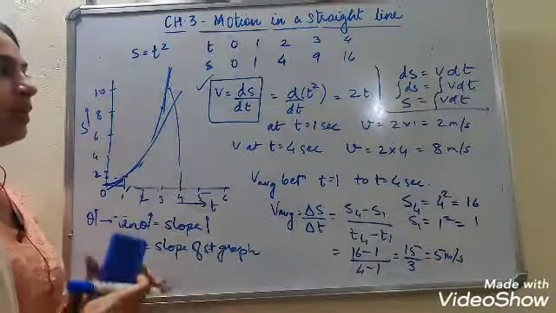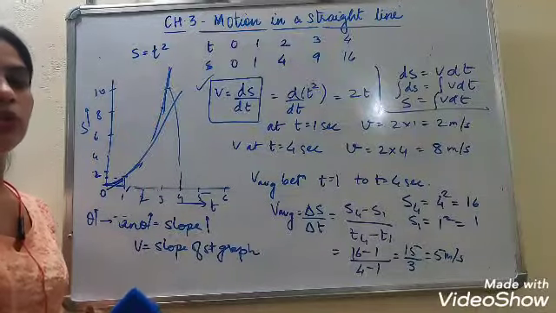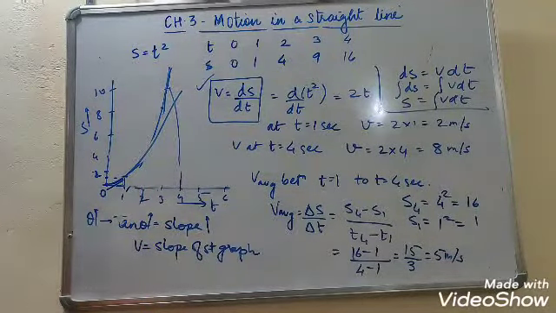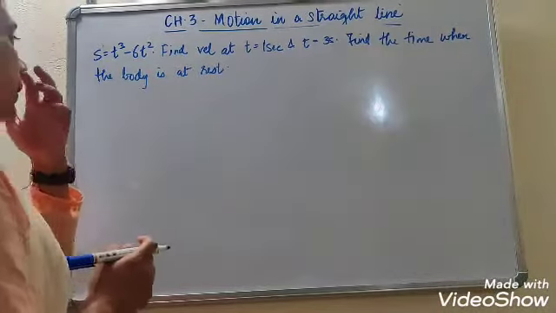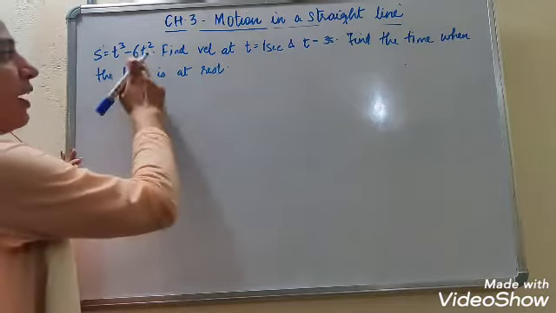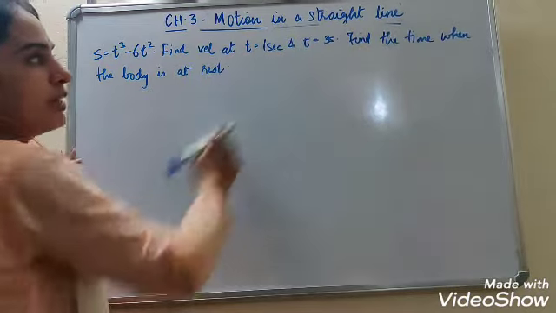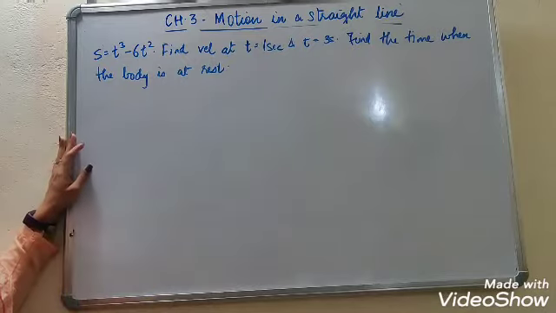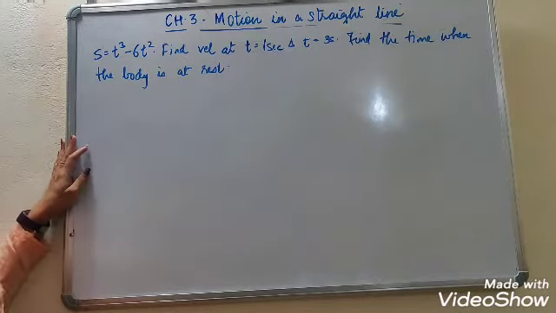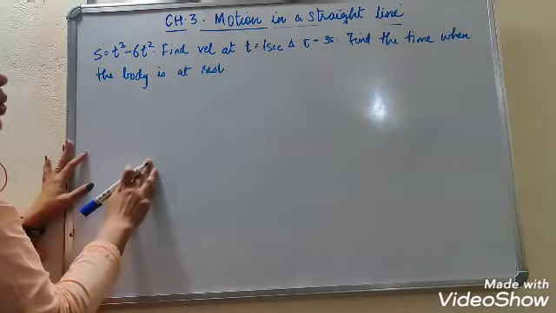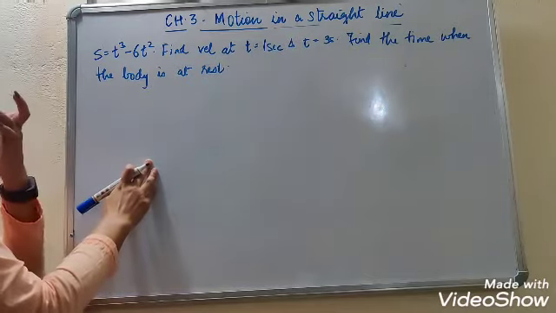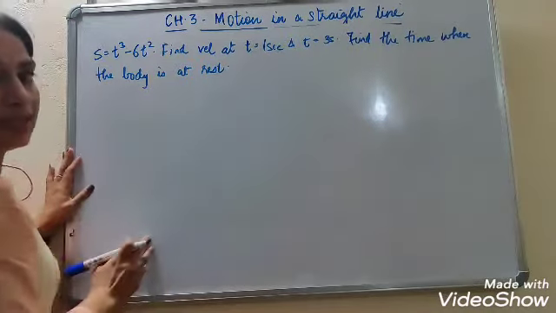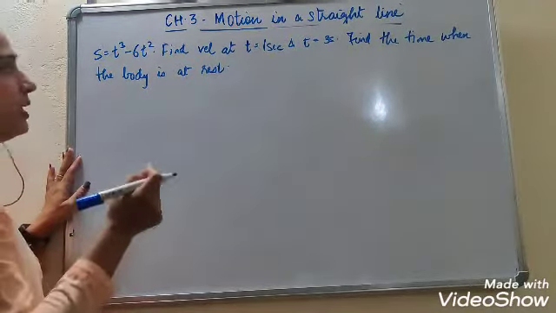To get the concept clear, let's take 2 or 3 nice numericals. So s is equal to t cube minus 6t square. Find velocity at t equals 1 second and t equals 3 seconds. Also find the time when the body is at rest. So there are 2 parts. First, let's find the velocity at t equals 1 and t equals 3. So these are what? Instantaneous velocities at particular instants.